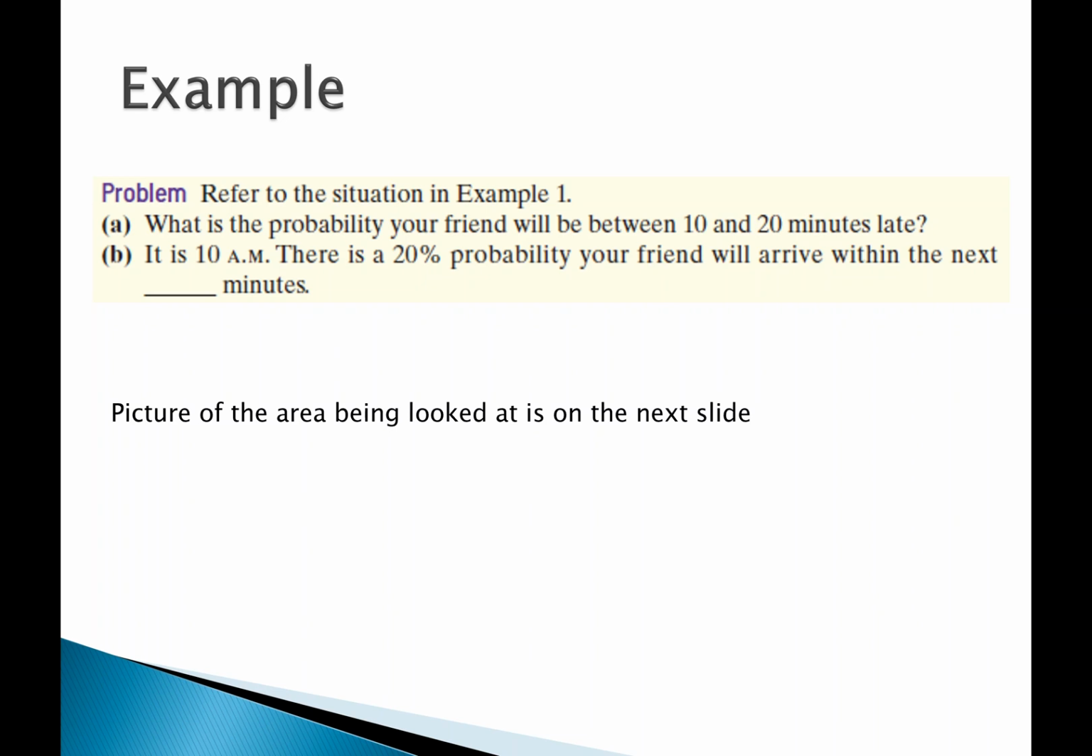So what is the probability? Refer to the situation in example 1. What's the probability your friend will be between 10 and 20 minutes late? Part B: there's a 20% chance your friend will arrive within the next blank minutes.